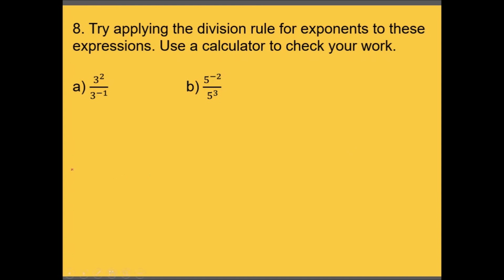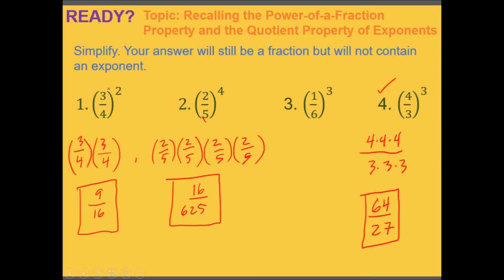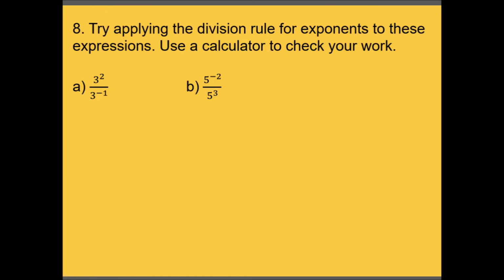Use a calculator to check your work. So our division rule states that when you are dividing, just like in the last one here, we know that the exponent tells us how many times we multiply. When we're dividing, we subtract the exponents. Let's see here. We have 3 to the second, so you can write this as a common base. Since the 3 and the 3 are the same, we say that these are common bases.